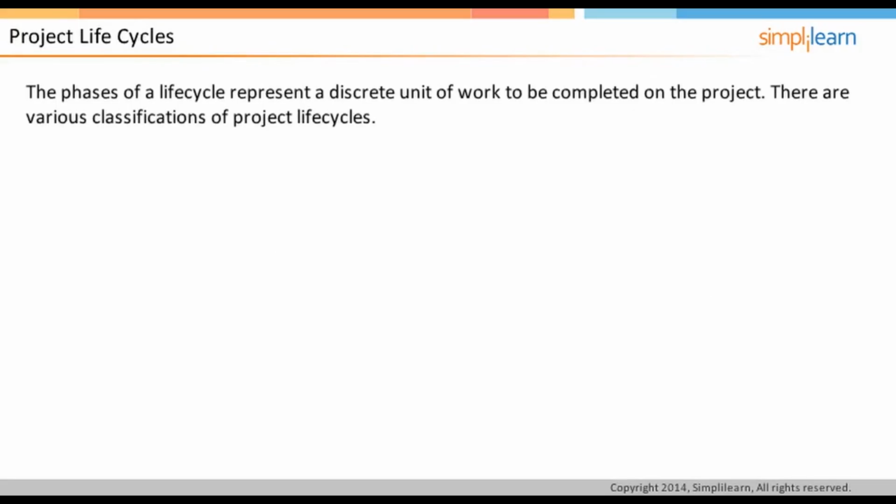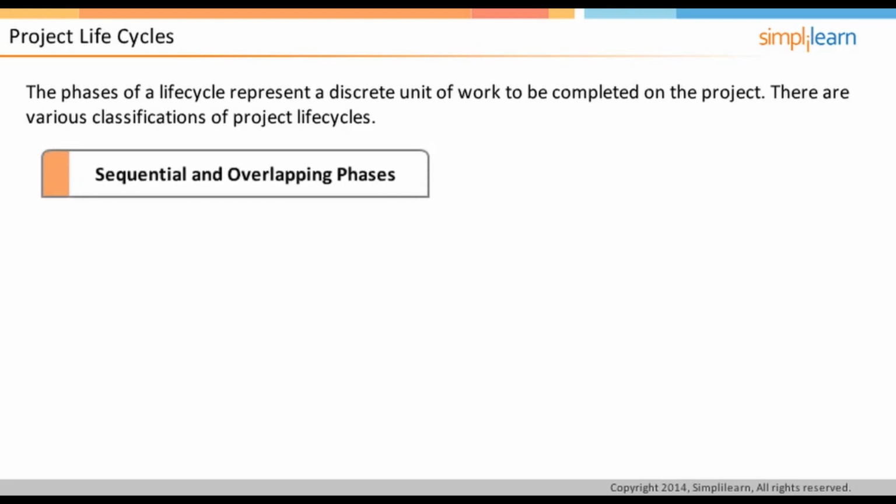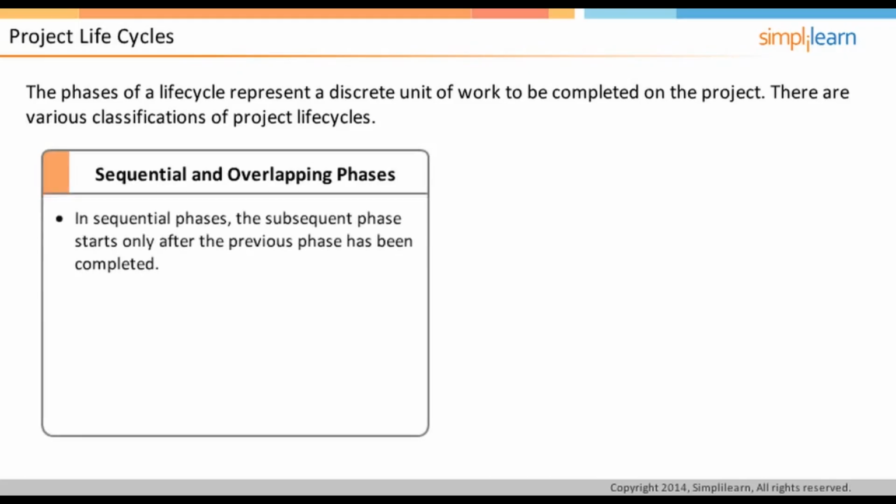A life cycle is composed of phases. Each phase represents a discrete unit of work required to be done on the project. There are different ways of classifying project life cycles. Let us first discuss the sequential versus overlapping life cycle. In sequential phases, the subsequent phase starts only after the previous phase has been completed, whereas in overlapping phases, two or more phases may run in parallel for some time. This could help fast-tracking and compressing the amount of time required.